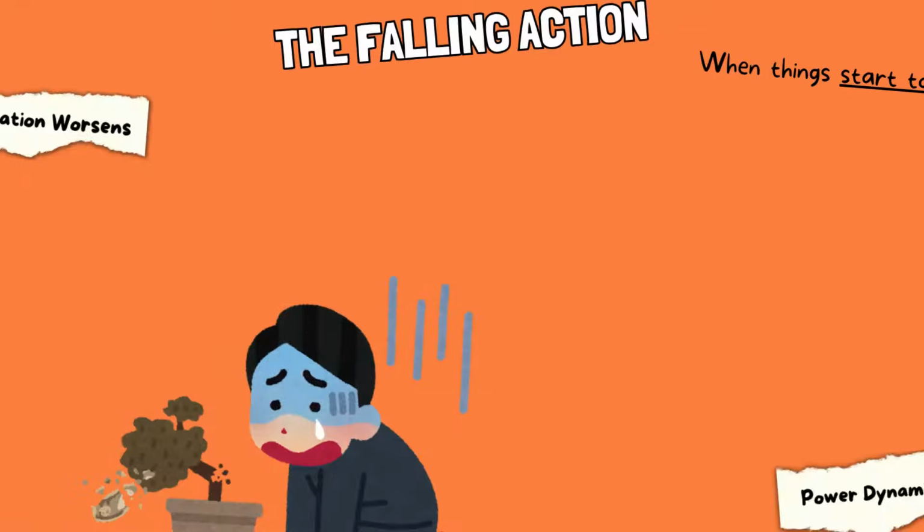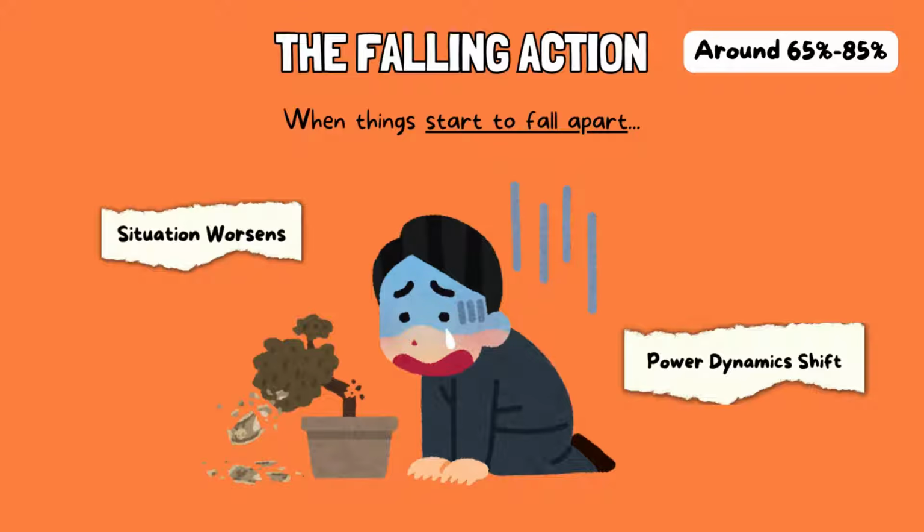Part 6. The falling action. This phase deals with the consequences of the climax and shows the unraveling of events. The protagonist may try to regain control, but the situation often worsens. The power dynamics shift, and the audience senses the story heading toward a resolution, often dark or irreversible.